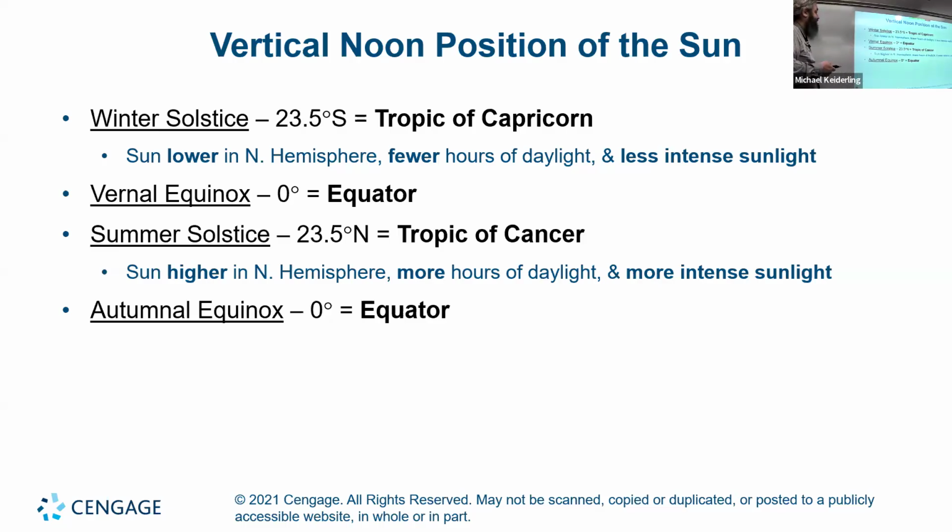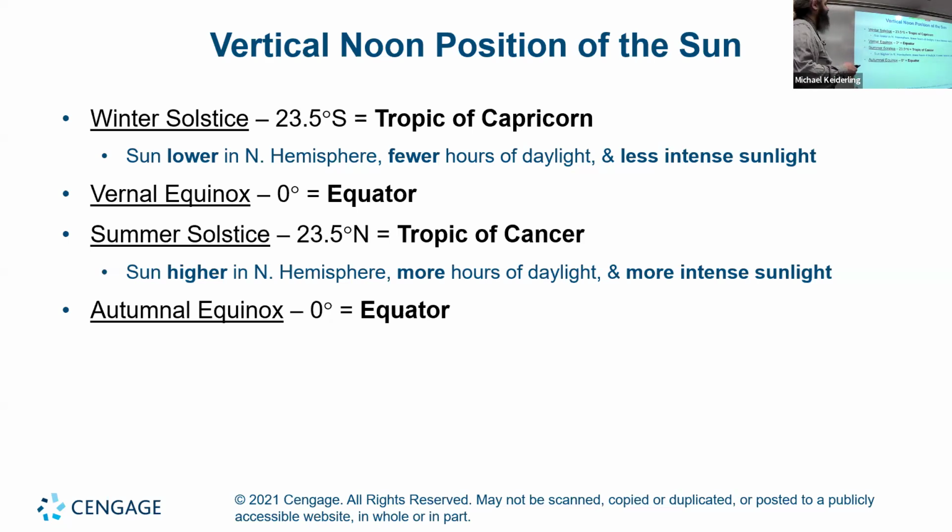Then there is the vernal equinox at 0 degrees. That's at the equator. The sun is above the equator. The summer solstice: the sun will be about 23.5 degrees north. That's over the Tropic of Cancer.